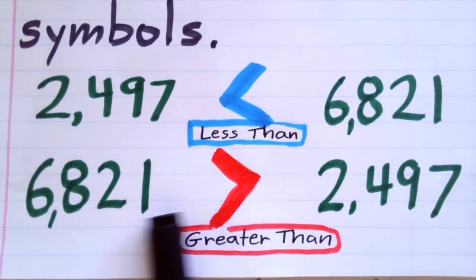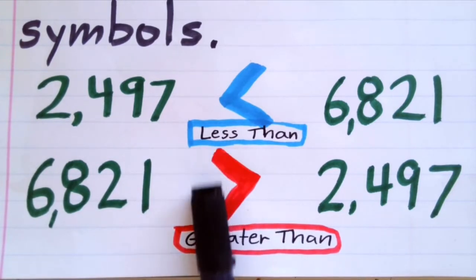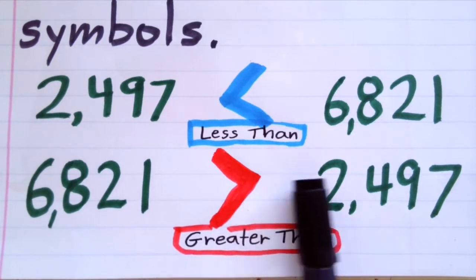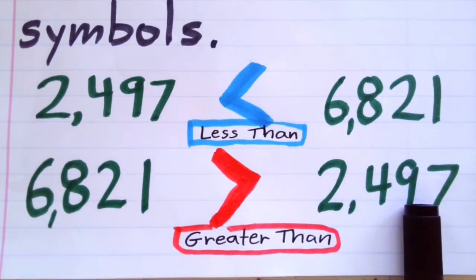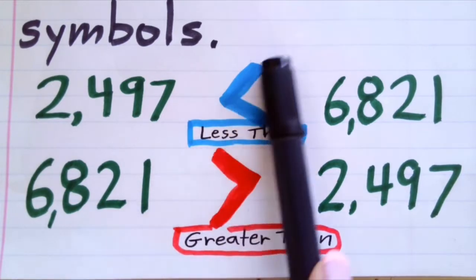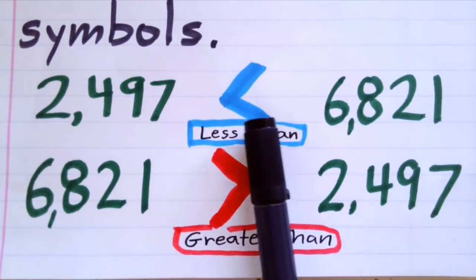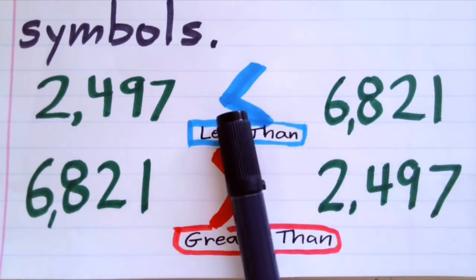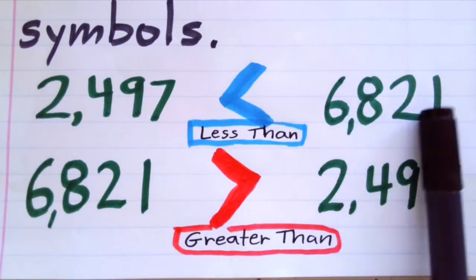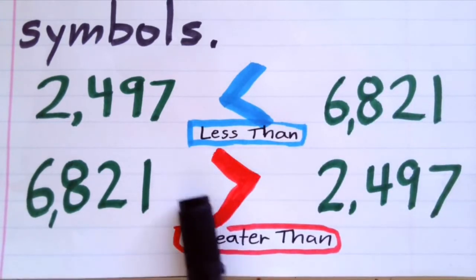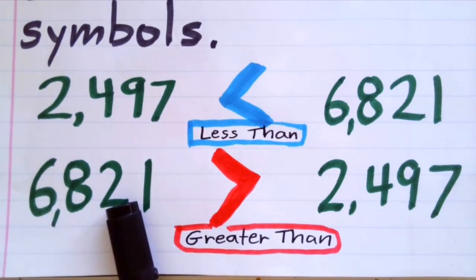Likewise down here, the big open part is next to the big number, and the little point part is next to the little number. You can also think of it like an alligator's mouth, open wide to eat the biggest number. Here, the alligator's mouth is open towards the biggest number. And down here, it is also open towards the biggest number.